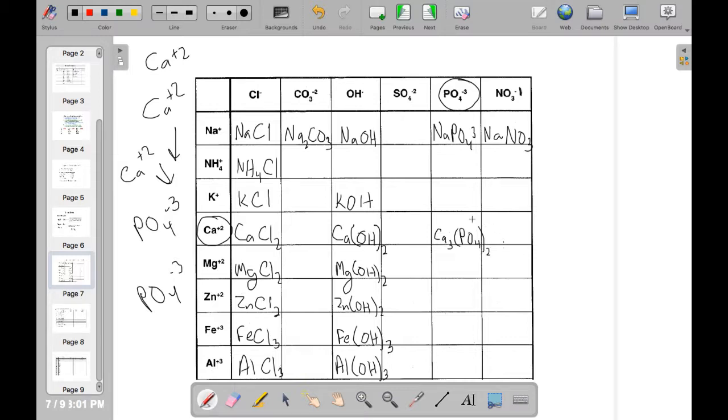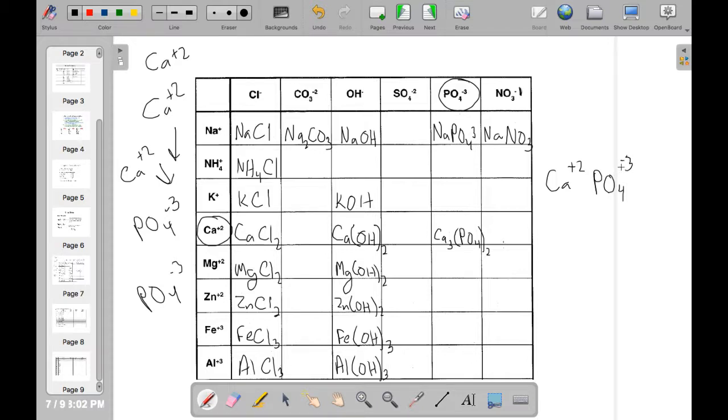2. Now this is where something comes in that's called the crisscross method. I didn't want to tell you about it at first because if you learn it first, sometimes you get confused about what's really going on. But this is how the crisscross method works. I write out my cation, Ca plus 2. I write out my anion, this is my polyatomic anion. I write out my charges.